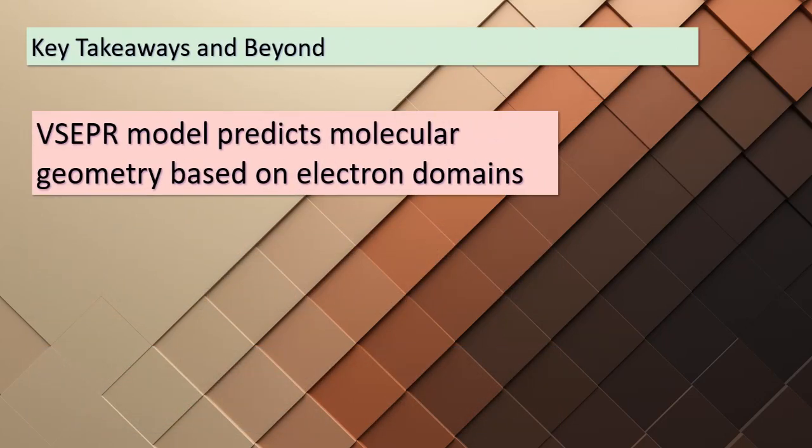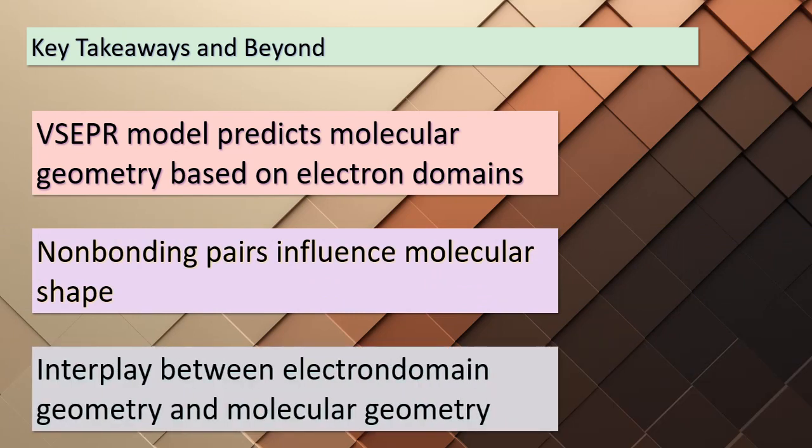As we conclude today's lesson, let's recap the core concepts we've explored. The VSEPR model serves as a powerful tool to foresee the three-dimensional shape of molecules by considering electron domains. Non-bonding pairs play a significant role in determining molecular geometry, as we've seen with NH3's trigonal pyramidal shape. Remember, the interplay between electron domain geometry and molecular geometry offers us intriguing insights into the world of molecules. Keep up the curiosity, and we'll continue our journey into the mysteries of chemistry.